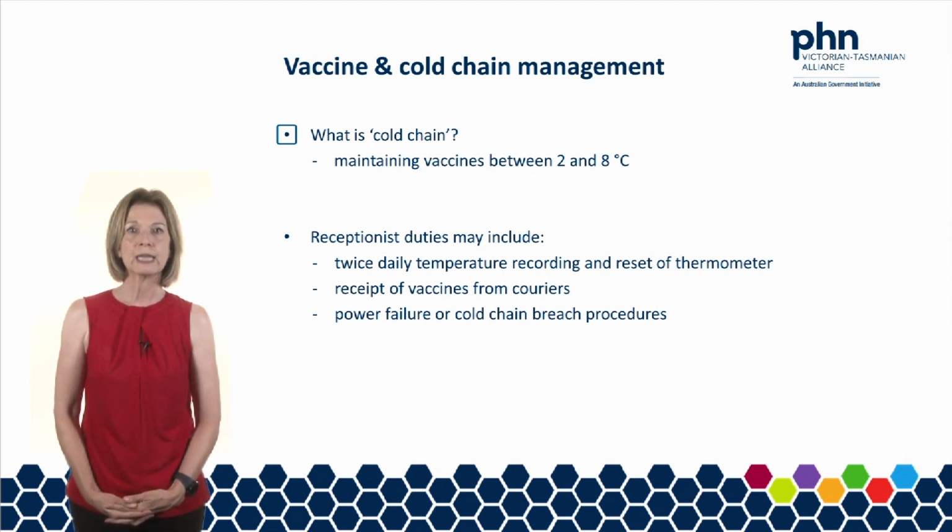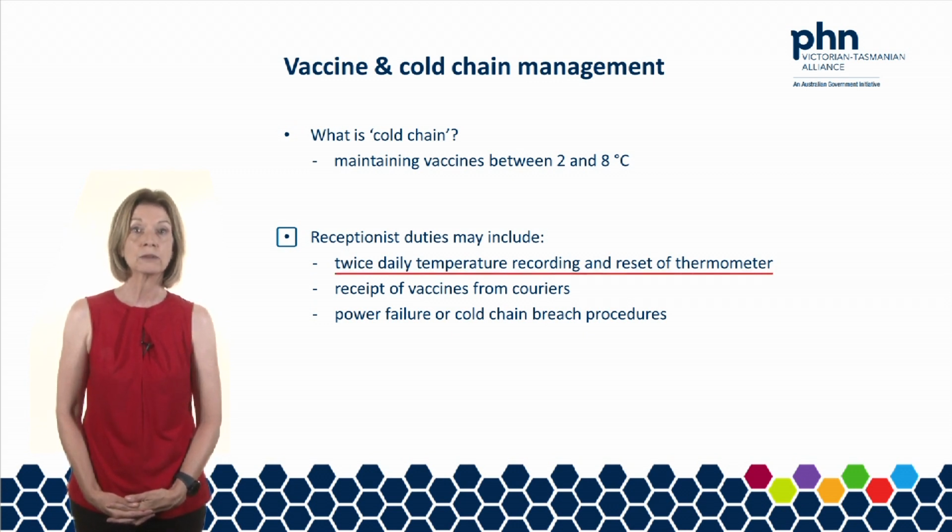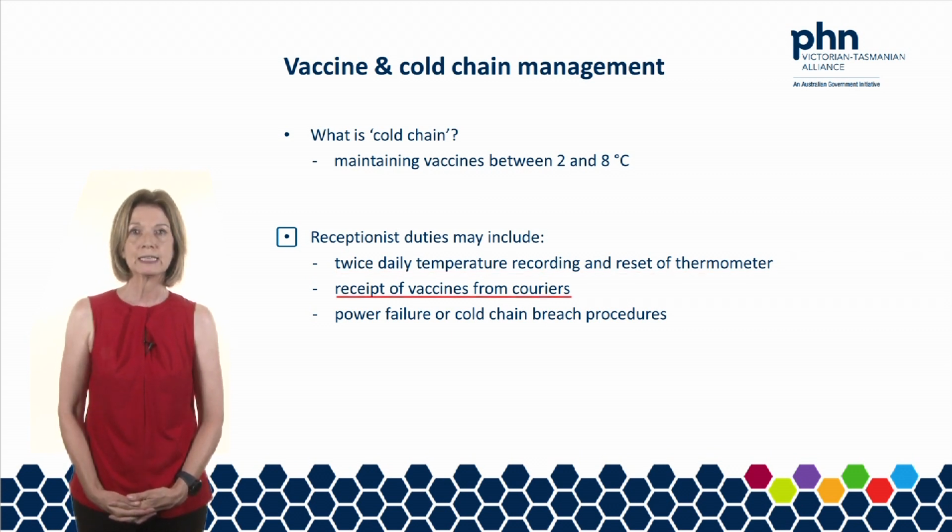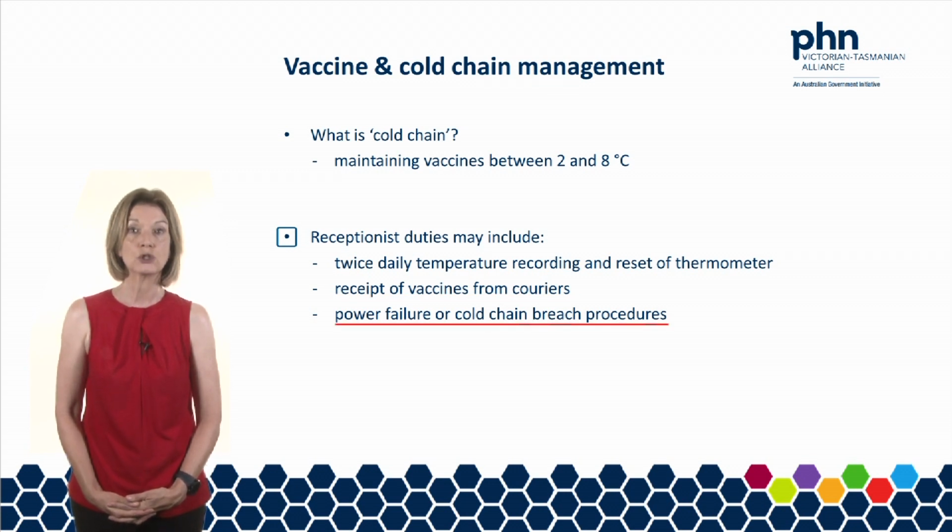Whilst a member of the clinical team will be responsible for the overall vaccine and cold chain management, many of the tasks involved may be delegated to reception staff. These tasks may include checking, recording and resetting the vaccine refrigerator temperature, receiving vaccine deliveries from a courier, or enacting the practice's cold chain breach policy during a power failure or other cold chain breach. If your duties include checking and recording vaccine fridge temperatures, ensure that you've been trained in how to check the temperature, where to record the temperature and how to reset the thermometer.